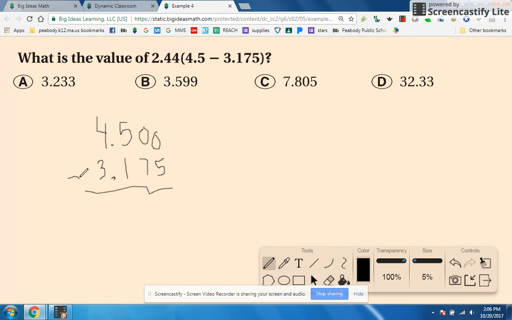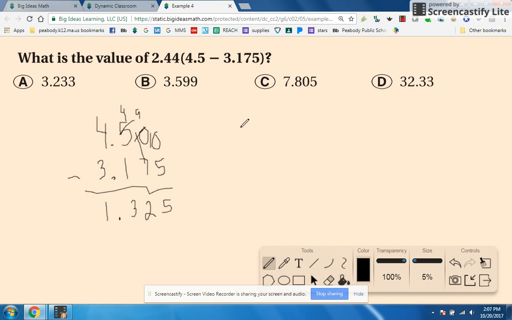Oop, that was a bad line. Okay, so now I can't do 0 minus 5. I can't do 0 minus 7. So I'm going to start here. Borrow, make it a 4. This becomes a 10. Now I'm going to borrow it and make it 9. This becomes a 10. 10 minus 5 is 5. 9 minus 7 is 2. 4 minus 1 is 3. 4 minus 3 is 1. With subtraction of decimals, decimal point comes straight down.